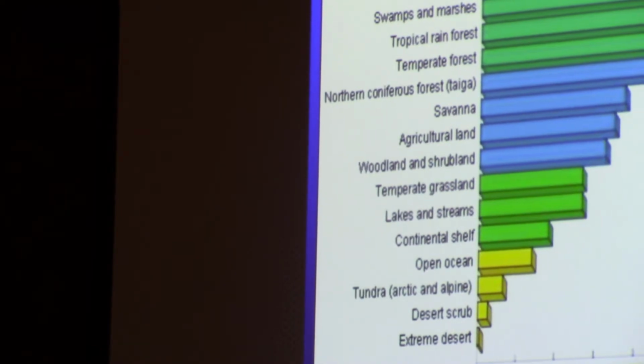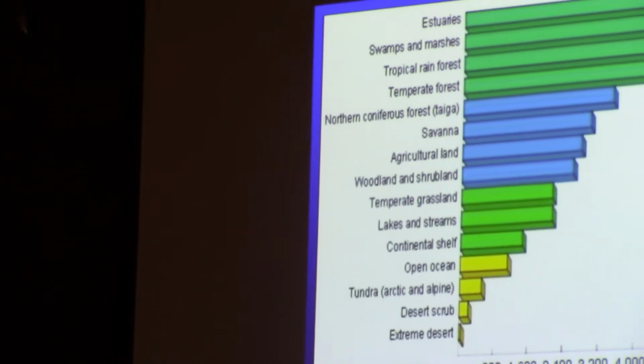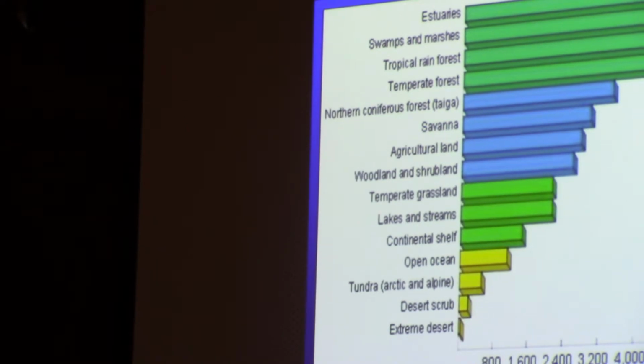And so if you look up at the top, there's estuaries and then swamps and marshes. And the numbers here are average net primary productivity. So the amount of kilocalories, if you put it in terms of carbon per meter squared per year. And you can see that wetlands basically are at the top of the scale, suggesting that they could play an important role in terms of removing CO2 from the atmosphere. And they do.